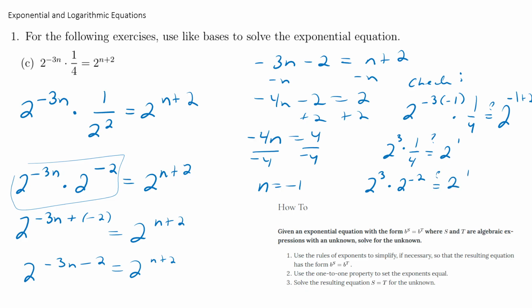And then using our product rule again, so this is going to be 2 to the 3 minus 2. Does it equal 2 to the first? So does 2 to the first equal 2 to the first? Yep, that checks out. So we've got a solution there that n is equal to negative 1. All right, so let's take one more example here.